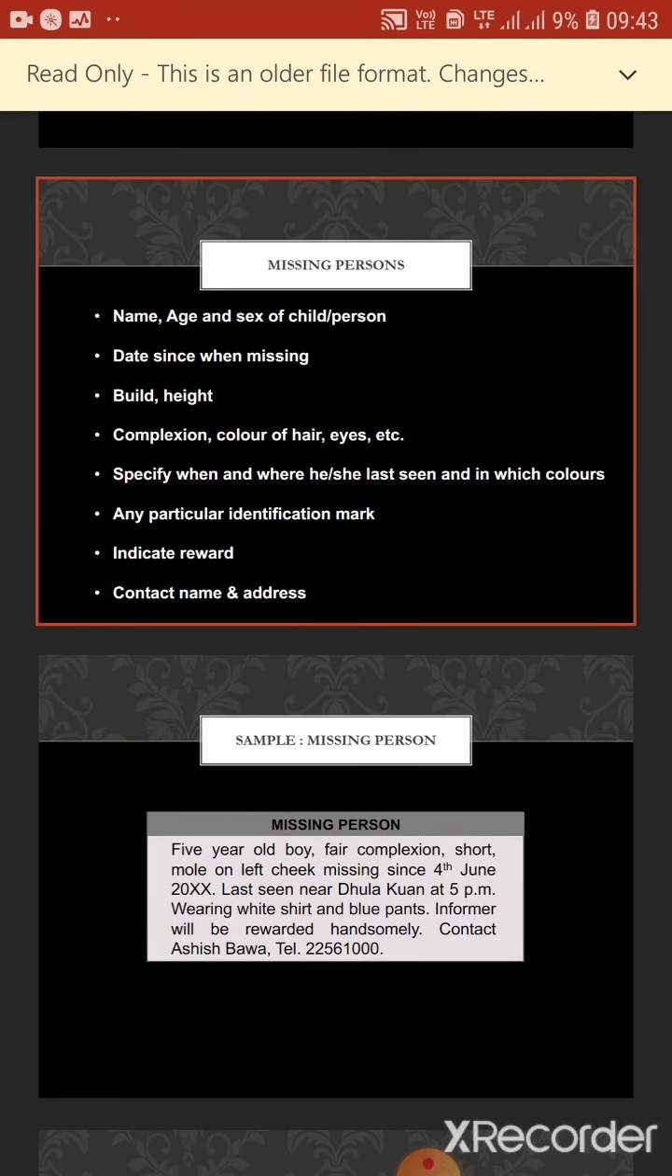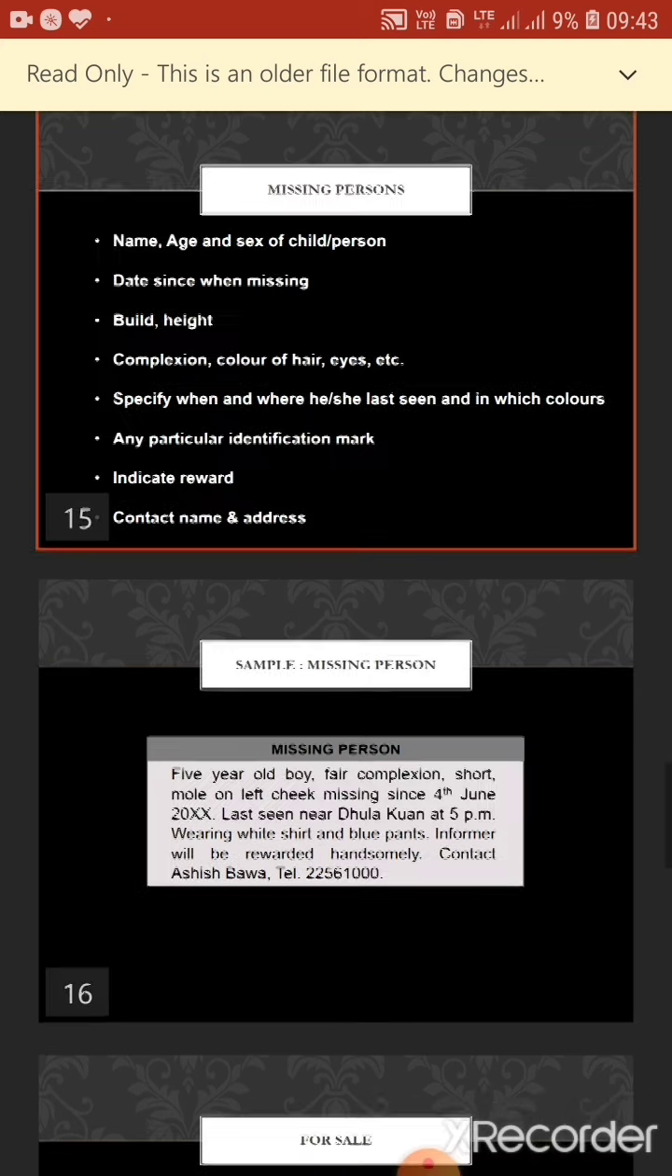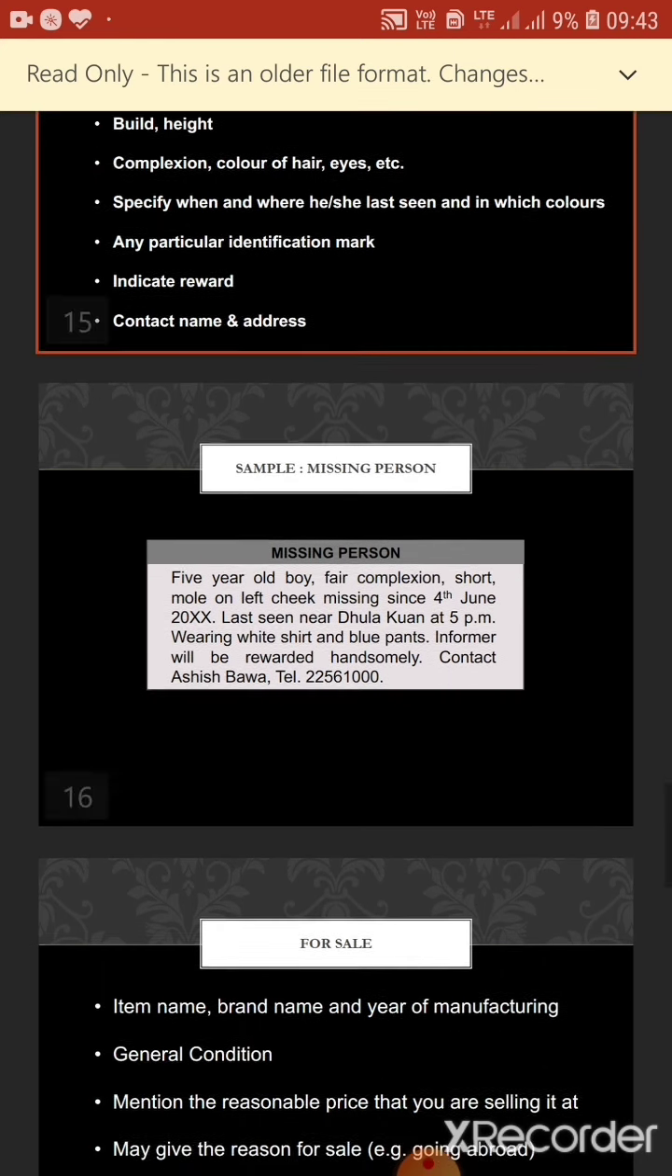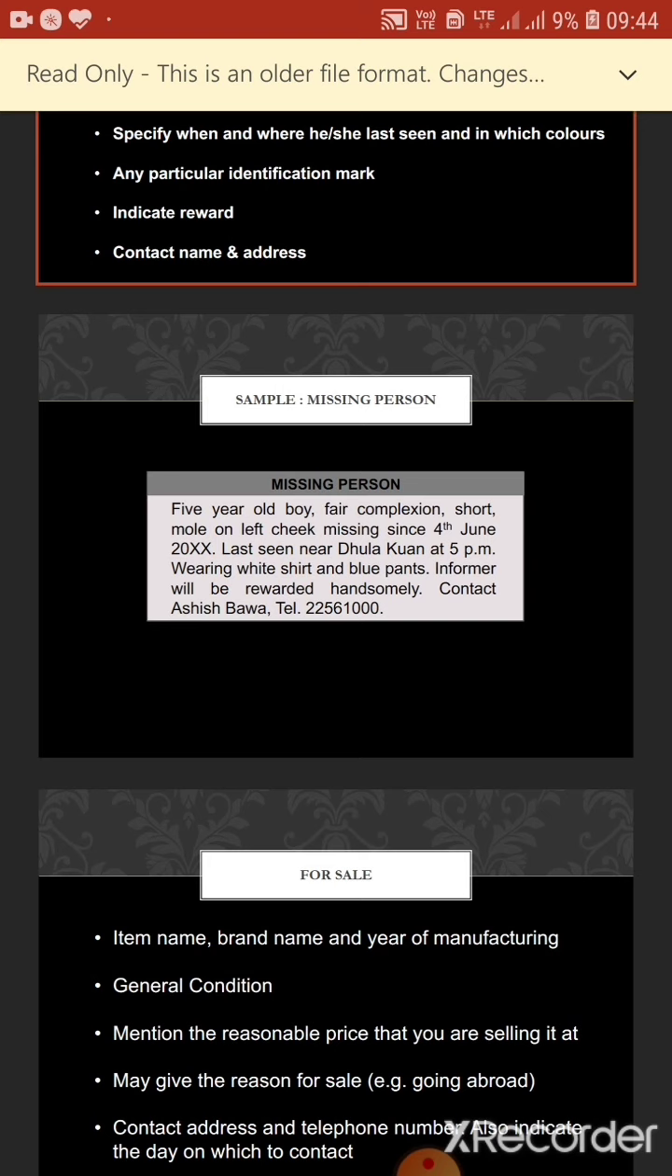Now, missing persons. About missing persons, classified advertisements are also written. When we write a classified advertisement for missing persons, then certain things we should keep in mind, like name, age, and sex of the child or person, date since when missing, build, height, complexion, color of hair, eyes, etc. Specify when and where he or she was last seen, in which colors, any particular identification marks, indicate reward or contact name and address. So, an example of a missing person is also given.